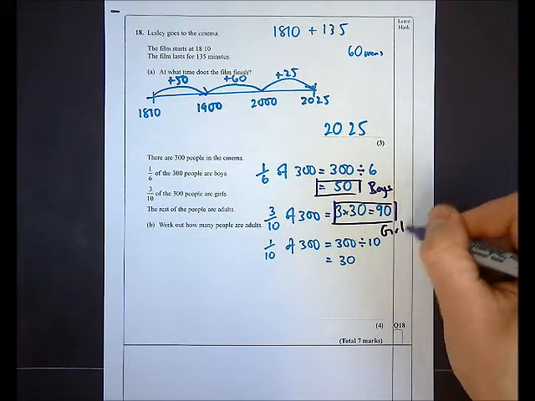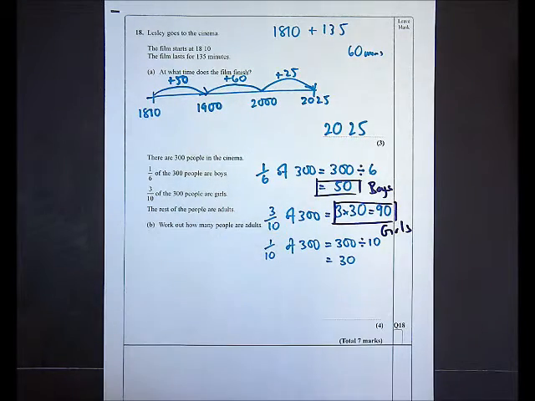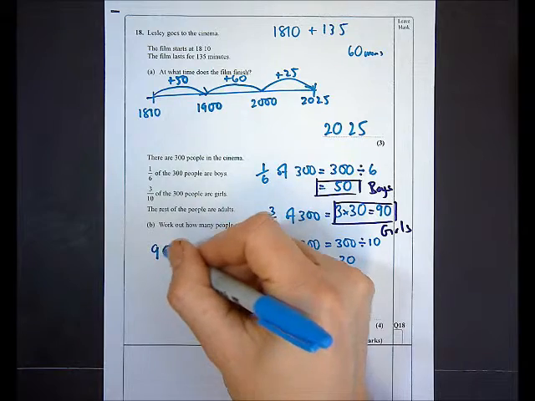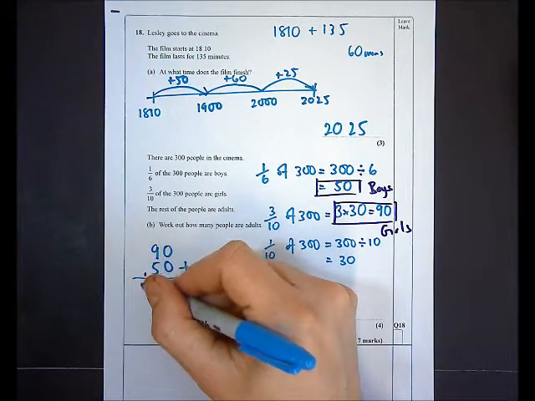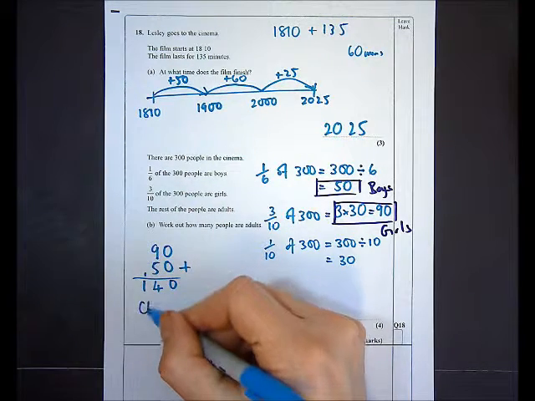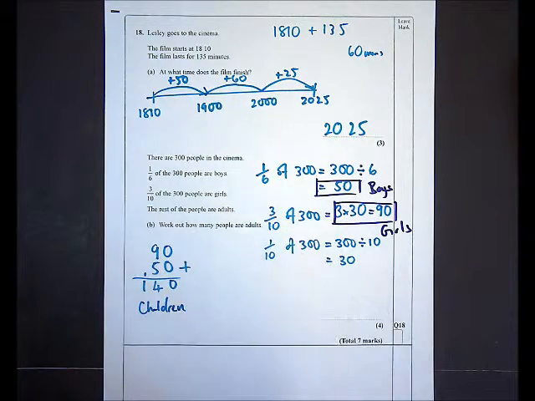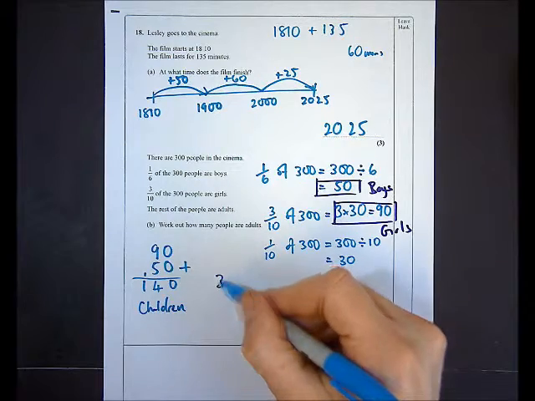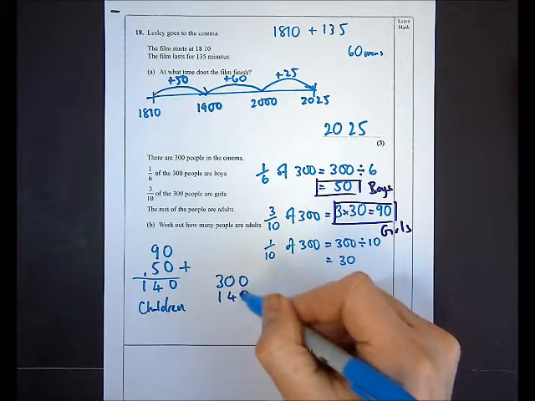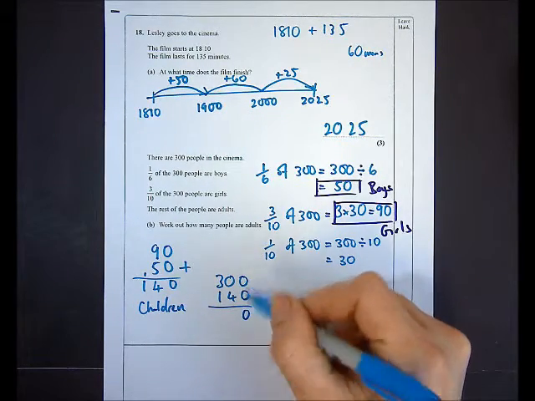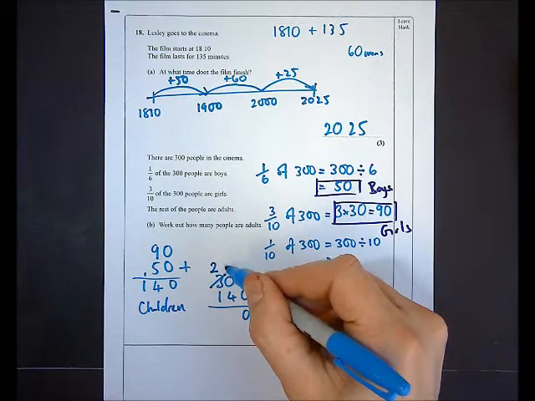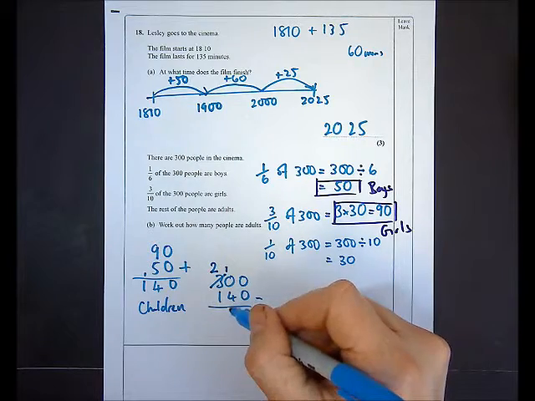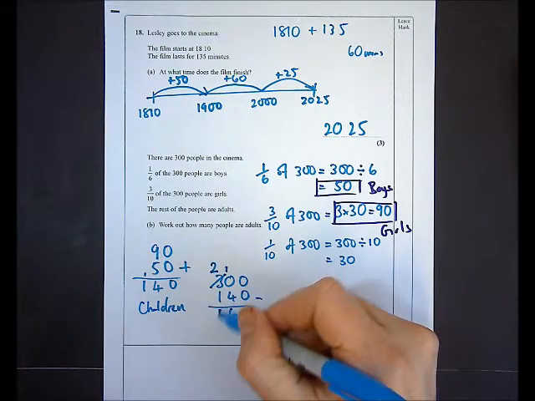Okay, I'm told the rest of the people are adults, and asked to work out how many are adults. So if I add the number of boys and girls, which is 90 add 50, I'm going to get that there are 140 children in there. And therefore, to work out the number of adults, I'm going to do 300 take away that 140. 0 take 0 is nothing. I can't take this 4 away from this 0, so I'm going to have to borrow. That 2. 10 take 4 is 6. 2 take 1 is 1.